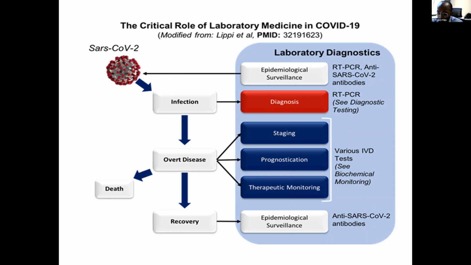So as stated, the lab is critical, and it's not only critical for diagnosis, the lab is also central in terms of the epidemiological surveillance using, for example, antibody or serological testing. It's also important for prognostication as well as therapeutic monitoring, and this can be done through use of markers of inflammation, for example, C-reactive protein or use of ferritin or even LDH among other markers of inflammation.